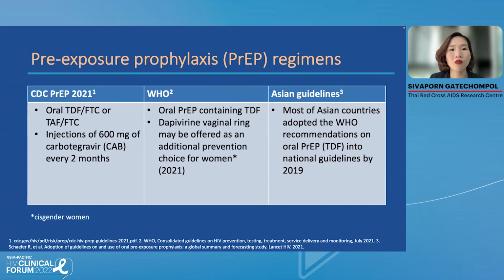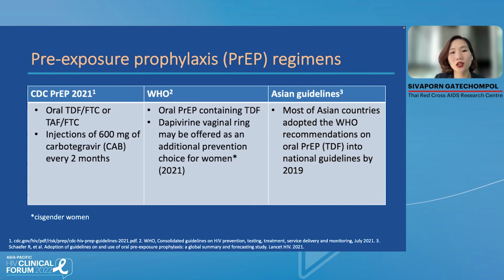For the WHO guideline, it recommends oral PrEP containing TDF, and in 2021, the WHO also added that the dapivirine vaginal ring should be offered as an additional prevention choice for women. The dapivirine vaginal ring PrEP is delivered in the vagina; this is an NRTI that has active PrEP efficacy. This vaginal ring should be provided as an option for women who are unable to take or don't want to take the oral PrEP.